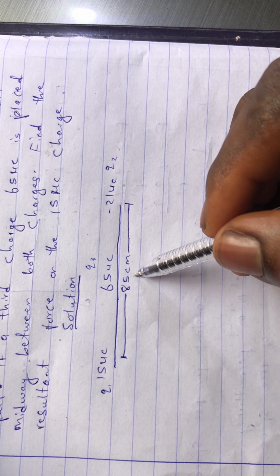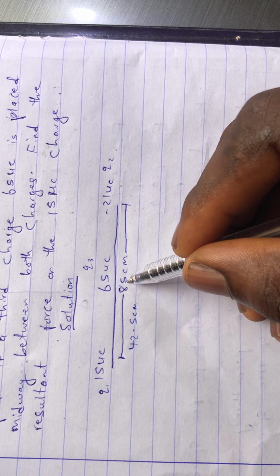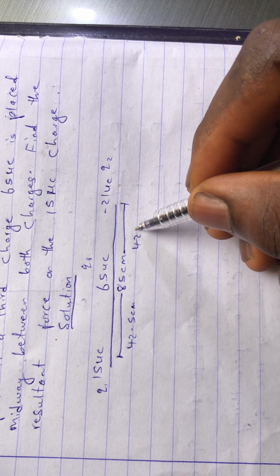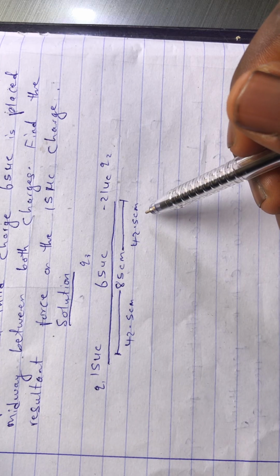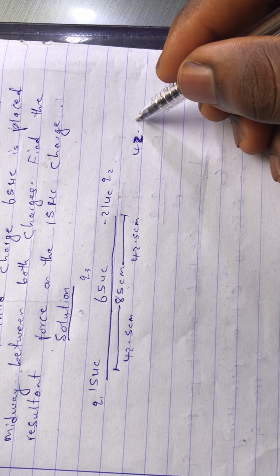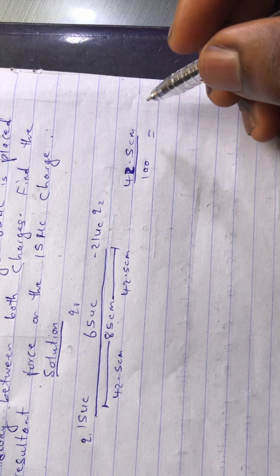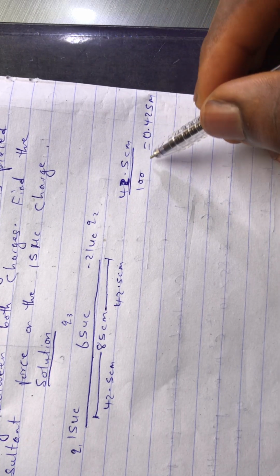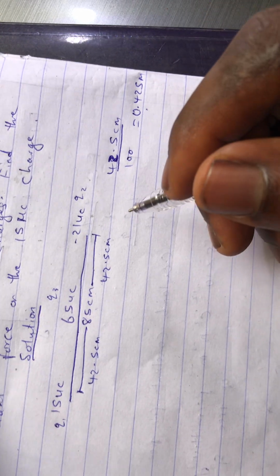If you divide 85 by 2, you get 42.5 centimeters. From here to here is 42.5 centimeters, and from here to here is also 42.5 centimeters. Now, in Coulomb's law we don't work with centimeters, we use meters. So 42.5 centimeters, if you want to convert to meters, divide by 100, and we have 0.425 meters.